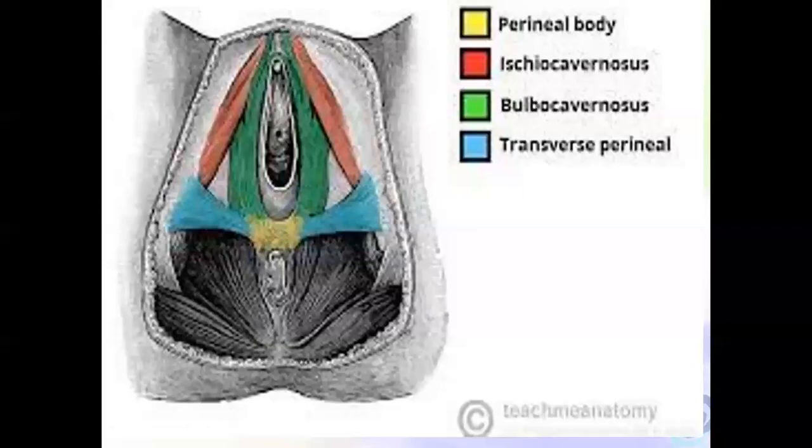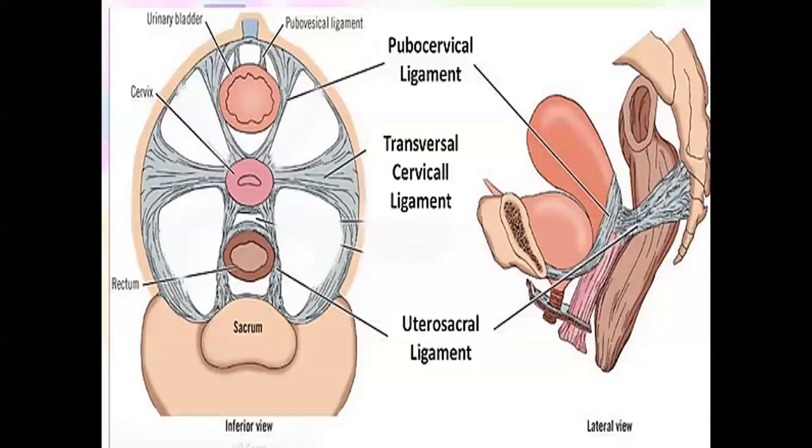Damage to these muscles will lead to genital relaxation. These are the ligaments that I talked about. There's the pubocervical ligament, which keeps the urethra up. There is the transverse cervical ligament, which is called the cardinal ligament. Another name is the sustentaculum of Bonney.